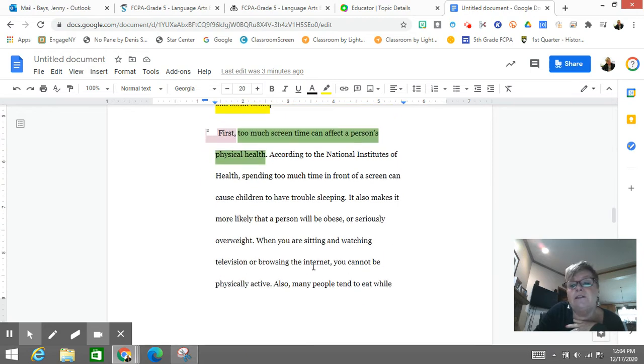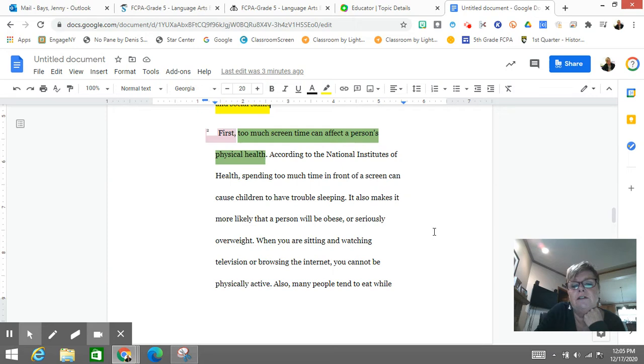Now, the first paragraph is going to tell their first reason. First, too much screen time can affect a person's physical health. That's one reason. Now, there's lots of evidence to support that. According to the National Institute of Health, spending too much time in front of a screen can cause children to have trouble sleeping. It also makes it more likely that a person will be obese or seriously overweight.